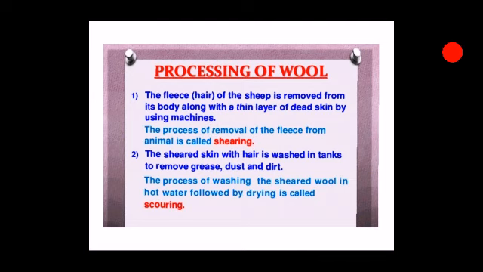This sheared skin with the hair is washed in a tank. They remove the grease, dust and dirt. So first, when the wool is removed, then it is washed in the tank. By washing the hair, the dust and dirt is also removed. The process of washing the sheared wool in hot water followed by drying is called scouring. So when these hairs are washed, they are cleaned in hot water and then dried, then it is called scouring.